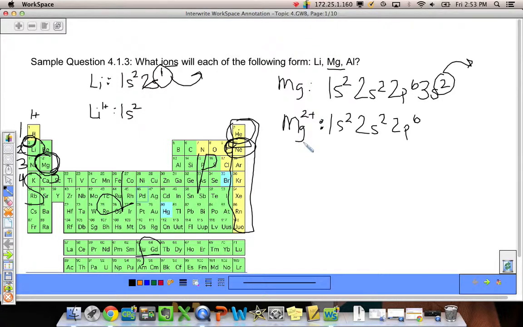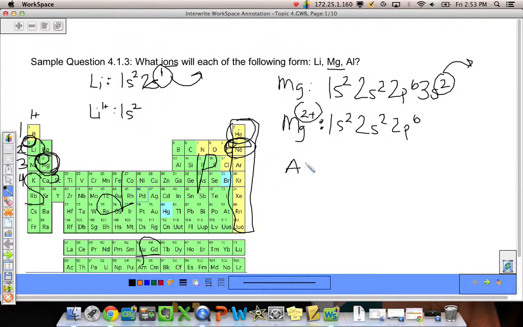It has 2 more protons than it does electrons now that it lost those 2. We can see it does have 6 plus 2 plus 2, that's 10 electrons, but we know based off of its atomic number that it has 12 protons. So that's why it's a 2+ charge.